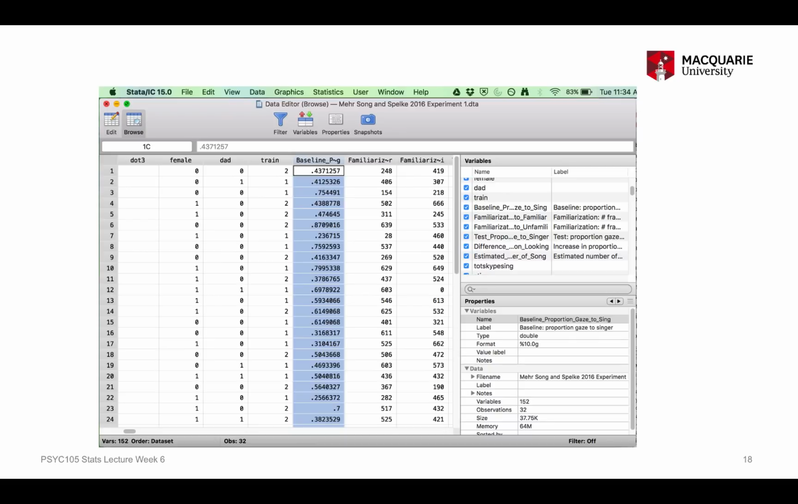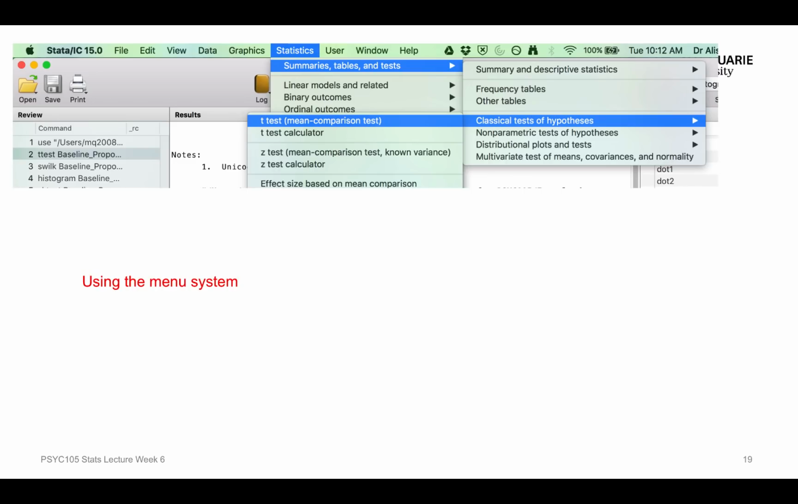So if we wanted to undertake a one sample t-test through Stata, then we can do it one of two ways. We could use the menu system, these menus up the top here, or we could write out the syntax, the written command, and put that into the command window. I'm going to show you how to do it both ways. If we were using the menu system, then we would go up to the statistics menu, down to summaries, tables and tests, across to classical tests of hypotheses, and then the t-test mean comparison test.